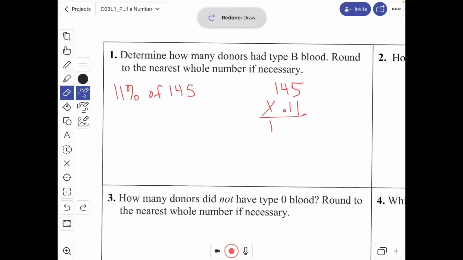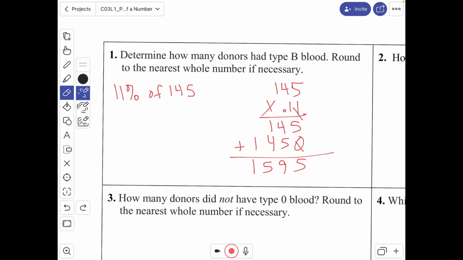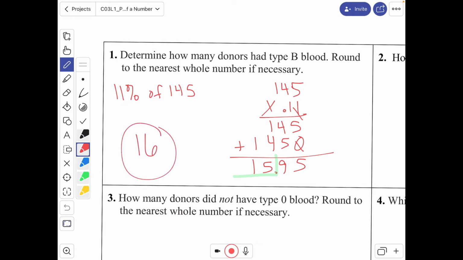0.11. Just assuming that you want to write that as a decimal. So go ahead and work that out. And we have 2 spaces behind the decimal, so we're going to have 2 in our answer. And we want to round that to the nearest whole number. So we look next door to the whole number, and there's a 9, so we're going to round up. That would make 16 donors.